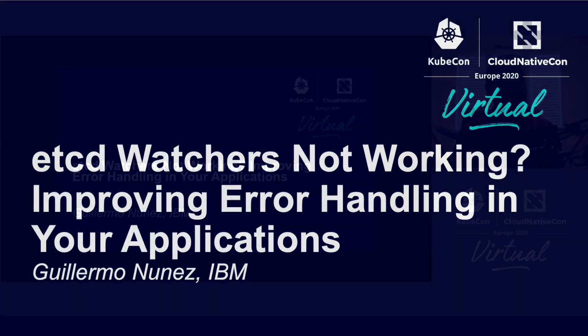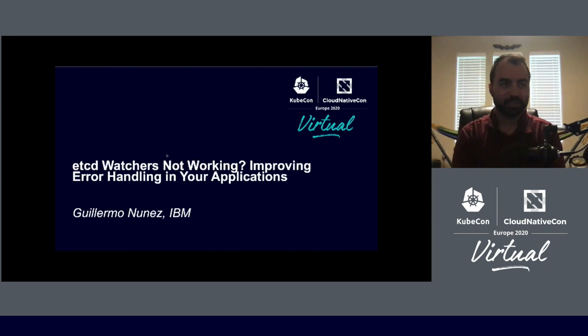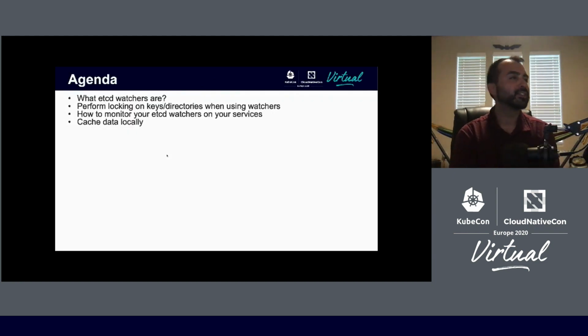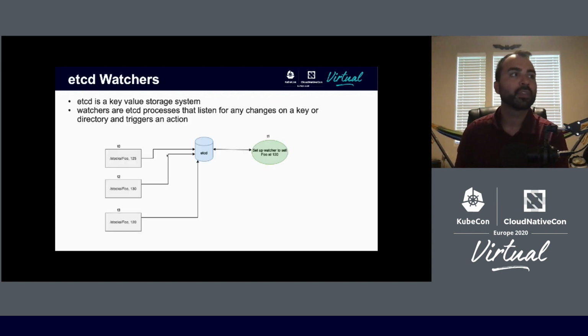Today, we're going to be talking about etcd watchers not working, how we can improve the error handling in your applications. So, today's agenda, we'll be talking about what the etcd watchers are, how they're used, how we can perform locking on key directories when using watchers, how you can monitor your etcd watchers to make sure that they're running, and how to cache the data that you're using from etcd locally on your applications.